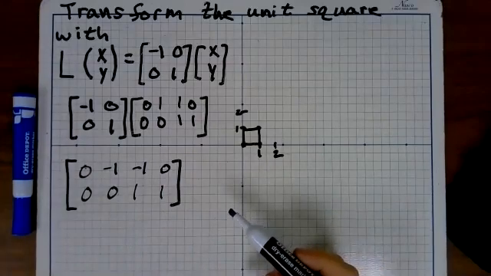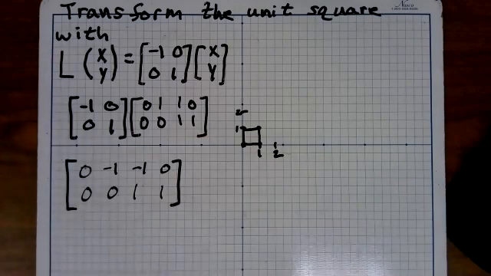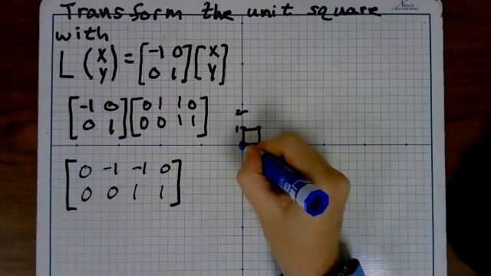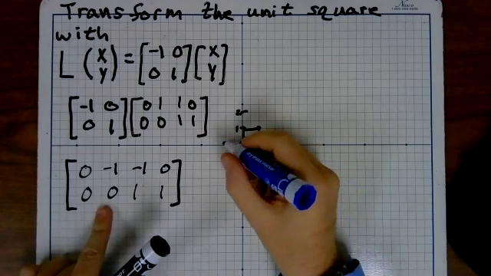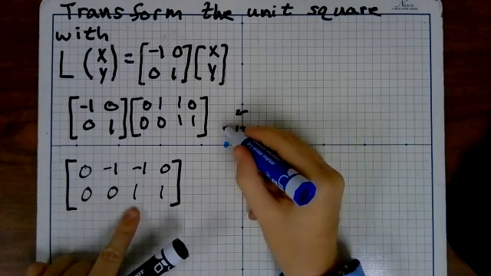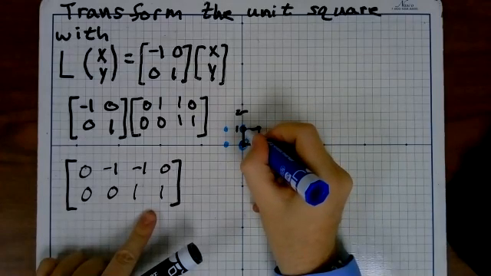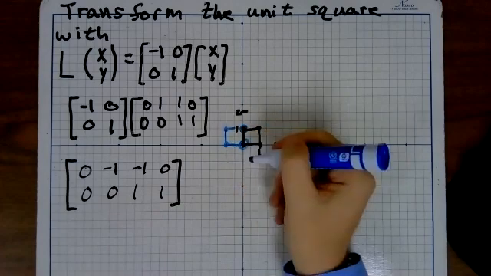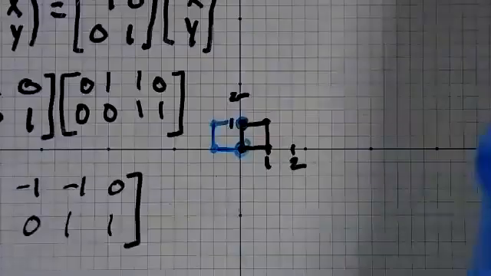All right. So let's read off our results. Our first point is still at 0, 0. But our second point is now at negative 1, 0. Our third point is at negative 1, up 1. And our last point is at over 0, up 1. Draw the shape. And there we go. So what do you think? What do you think happened here?